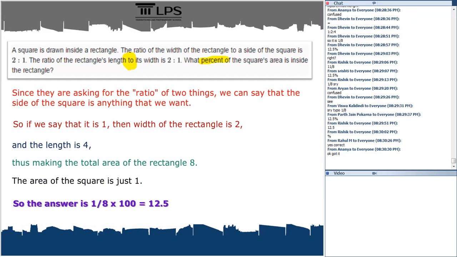Okay, great. Ananya also got it. Very good. So this is a question that typically combines so many concepts together, almost everything that we did today.